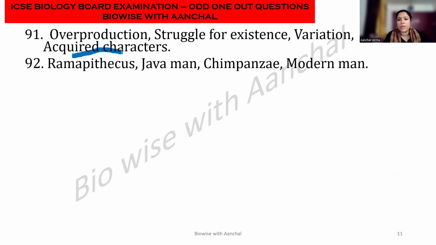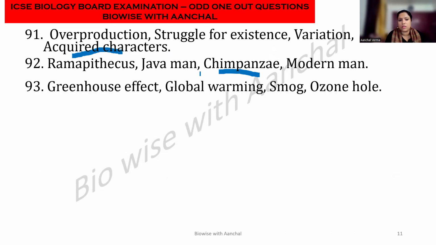Ramapithecus, Java man, chimpanzee, and modern man. Here, chimpanzee. Spelling of chimpanzee is wrong. Here, the odd one out is chimpanzee because the rest are all human ancestors, but chimpanzee is not a human ancestor.